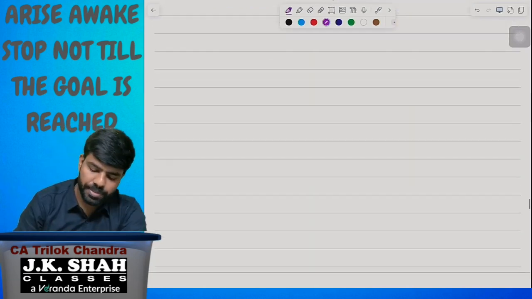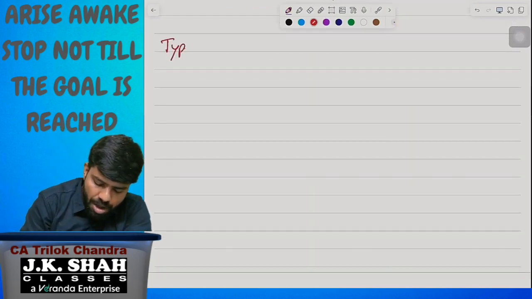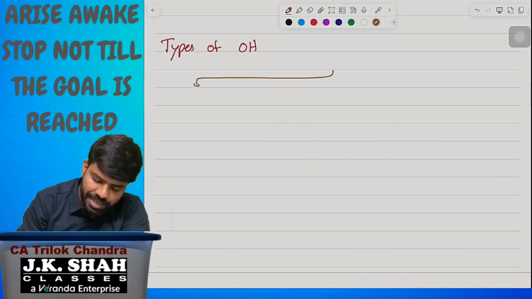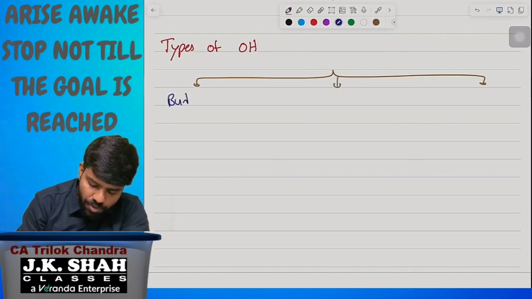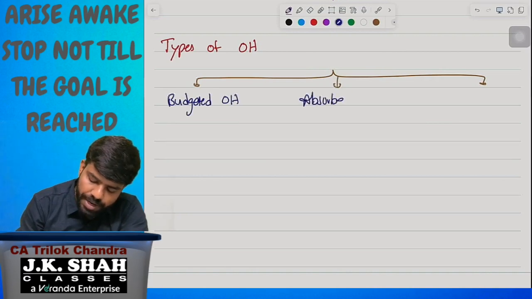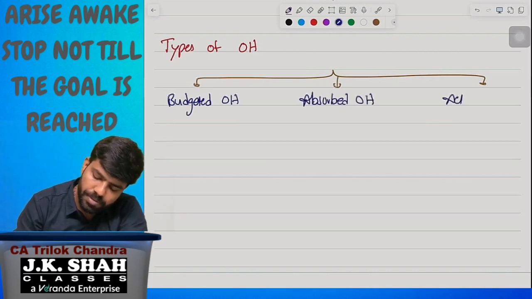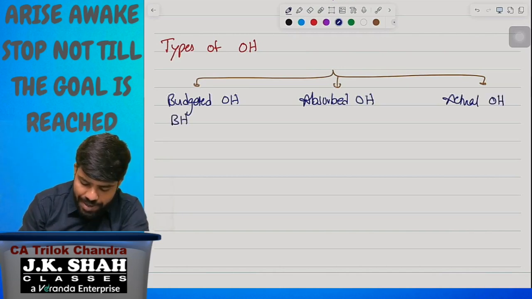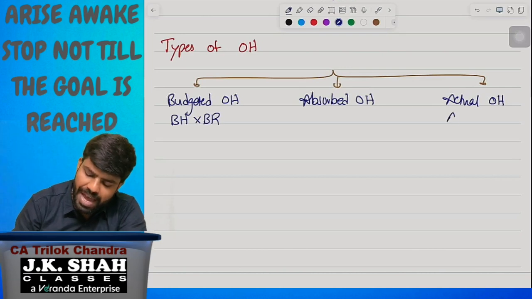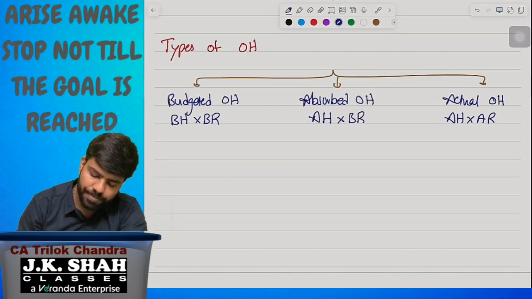Okay, now look at here. Types of overheads. There are three different types of overheads: budgeted overheads, absorbed overheads, and actual overheads. Budgeted overheads is budgeted hours into budgeted rate. Actual overheads is actual hours into actual rate. Absorbed overheads is actual base quantity into budgeted rate.